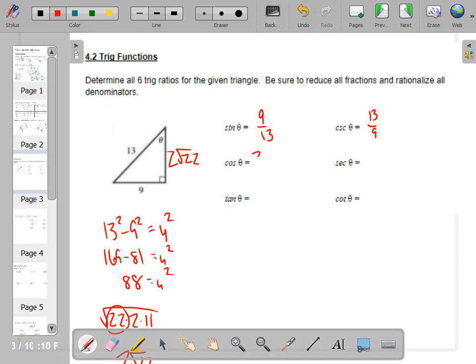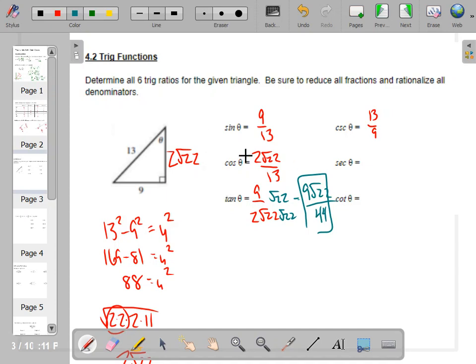Cosine is adjacent over hypotenuse, 2 radical 22 over 13. Tangent is opposite over adjacent, but we have to rationalize that. So give him a buddy, and you end up with 9 radical 22 over, that's 22, and 22 times 2 is 44. So 9 radical 22 over 44.